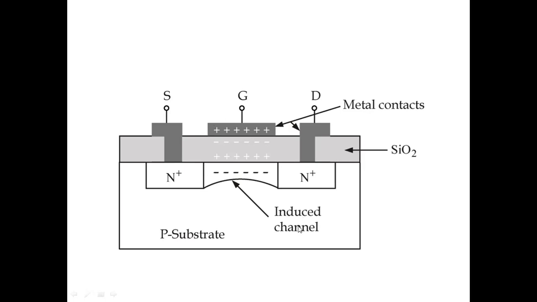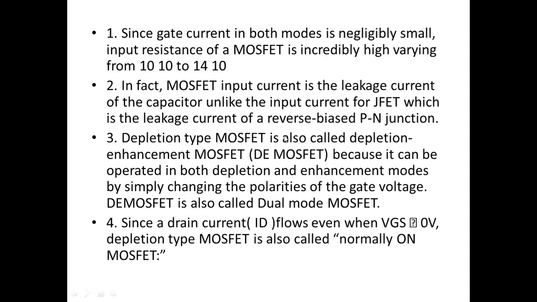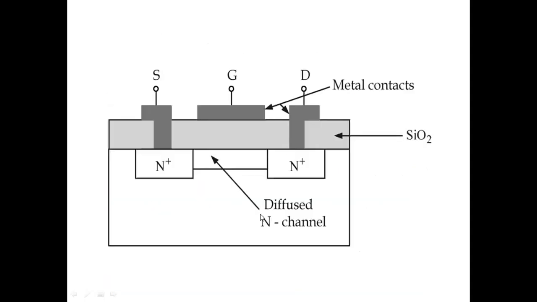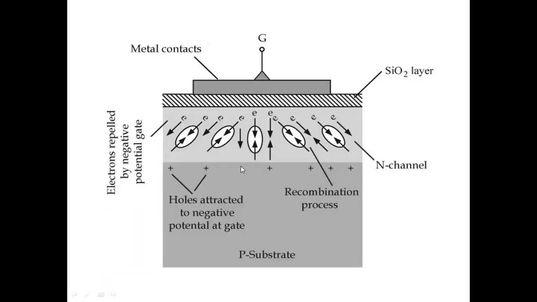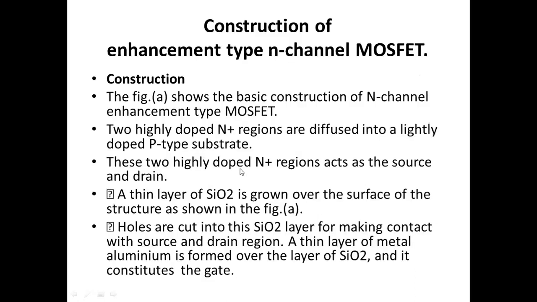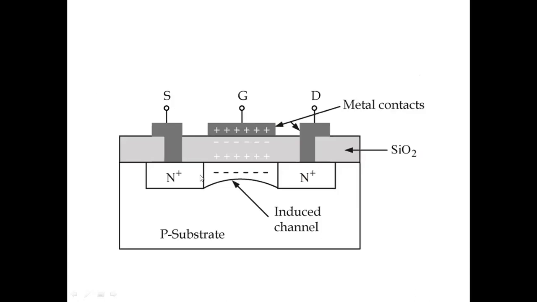A channel is induced. So the main difference between D MOSFET and E MOSFET is that there exists no channel between the source and drain. Okay, in the case of depletion type MOSFET the channel is existing. Here you see a diffused channel. A channel is diffused between source and drain in a diffusion type N channel MOSFET. But in the case of enhancement type MOSFET, the channel is not diffused. Here the channel is induced.